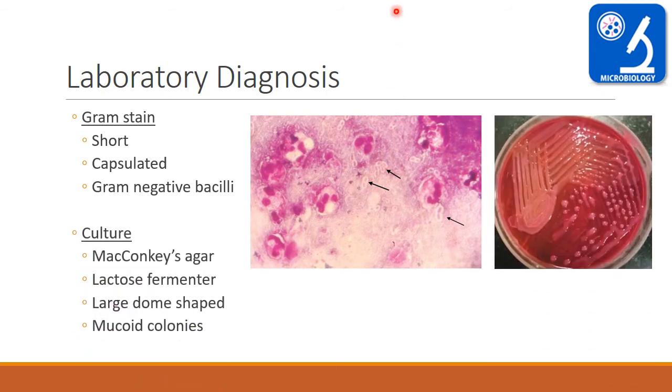And you can also do the culture on MacConkey's agar, where you can see the pinkish color lactose fermenting large dome shaped colonies. There is a keynote picture of this Klebsiella, so it shows the mucoid colonies due to the presence of the capsule. You can see there are mucoid colonies here on MacConkey's agar.